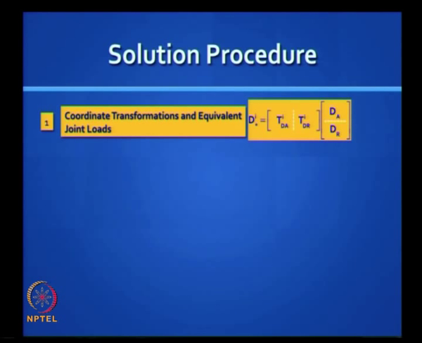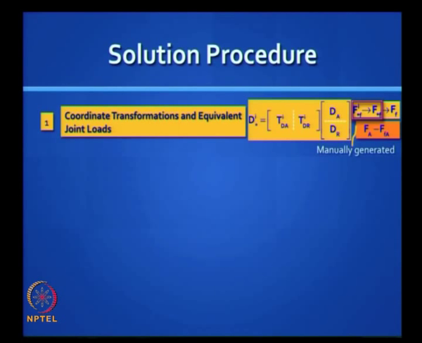First you need to do the coordinate transformations. We try to partition TDA and TDR. You have to find the equivalent joint loads if you have a distributed load. In this case you have a concentrated load acting in between that beam. So you have to do this manually for reasons we have discussed earlier.